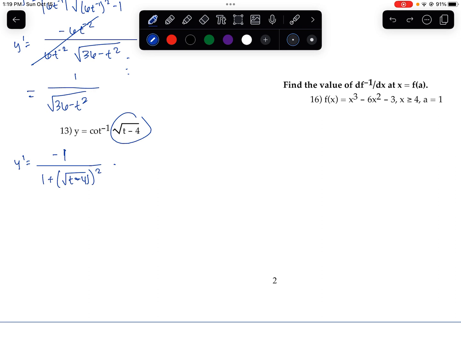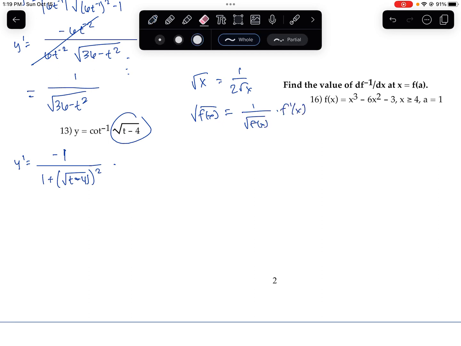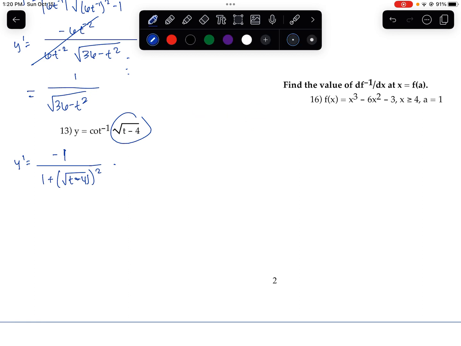However, if you remember that the derivative of the square root of x is equal to 1 over 2 square root of x, so the derivative of the square root of f of x is going to be equal to 1 over 2 square root of f of x times f prime of x. I usually just follow that little shortcut instead of using the power rule. So the derivative of that would be 1 over 2 square root of t minus 4 times the derivative of the inside, which would just be 1.